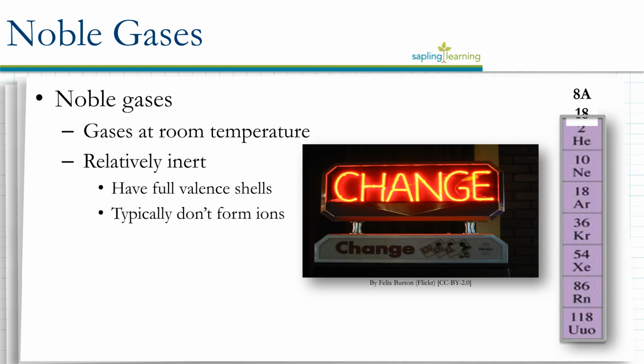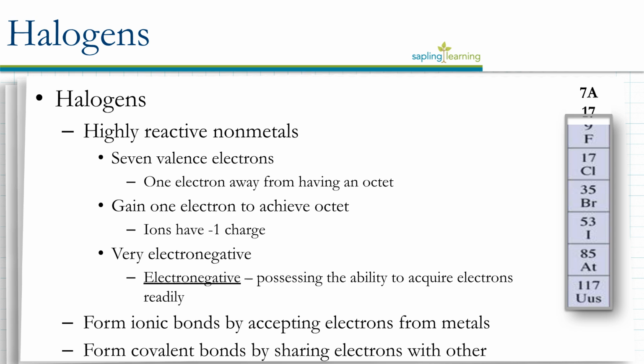Noble gases, group 8A, are gases at room temperature. They are relatively inert because they have full valence shells, meaning they typically don't form ions. Examples include helium, neon, and argon. Halogens, group 7A, are highly reactive nonmetals with 7 valence electrons. They gain 1 electron to achieve an octet, forming ions with a -1 charge. They are highly electronegative and form ionic or covalent bonds.